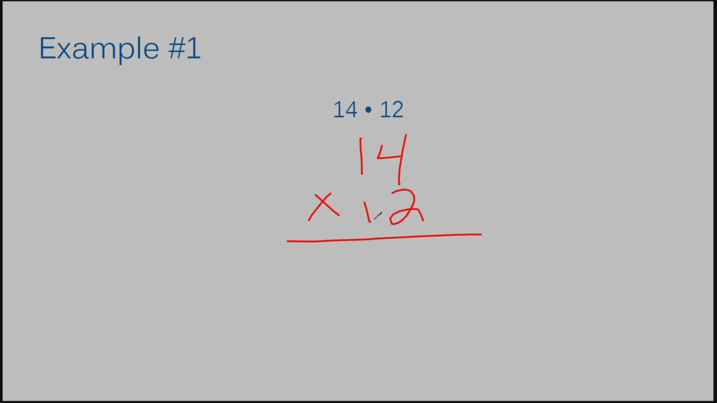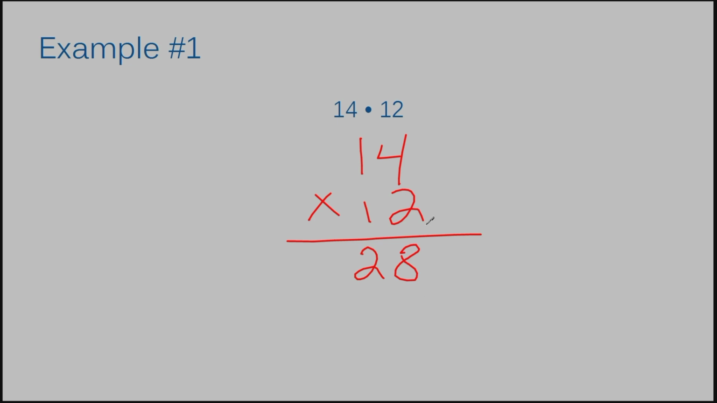Let me show you what it looks like. I take my 2, I multiply it to the 4. I get 8. I'm going to write 8 down. I take the 2 again, I multiply it with the 1. I'm going to write my 2 down. There's no other number, so I'm done with my 2. Now it's time to start my second row.